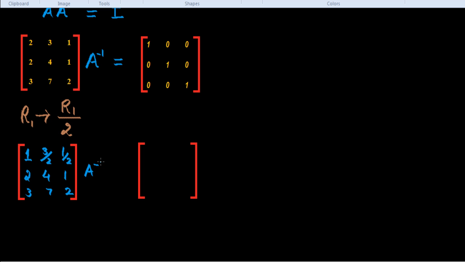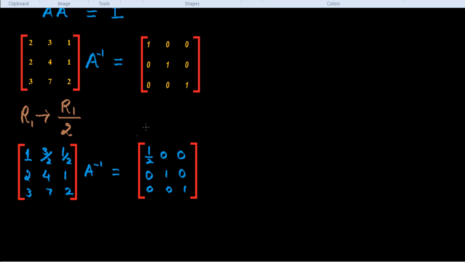Now A inverse is already there. The same process we are doing on the right side. So here 1 divided by 2, it is 1 by 2. 0 divided by 2 is 0, and 0 divided by 2 is 0. The other rows would be same. So this we have got here.